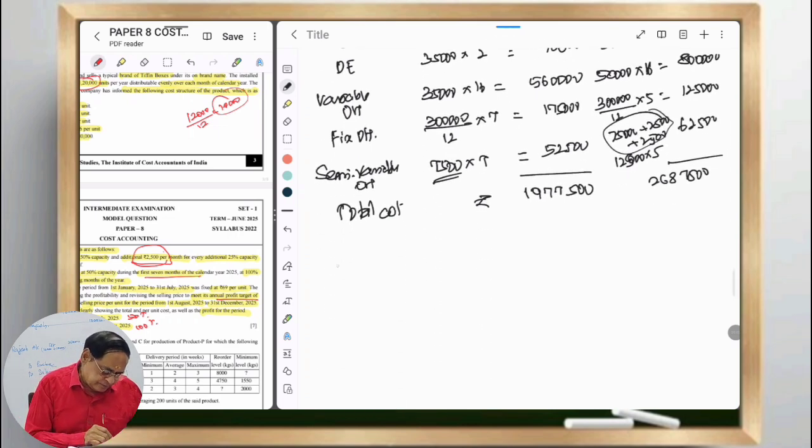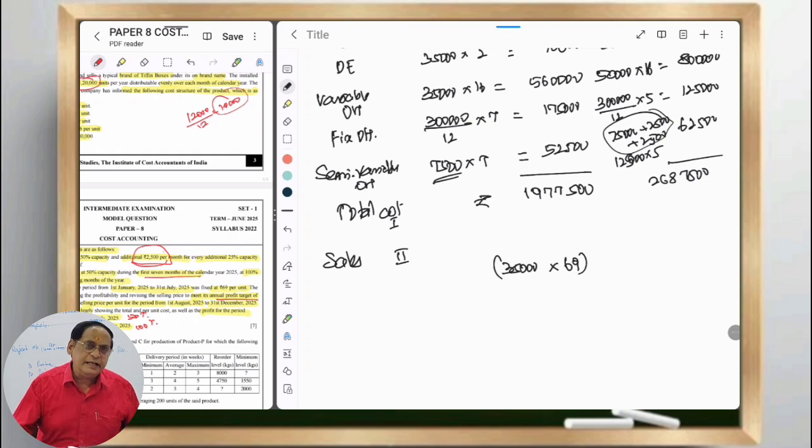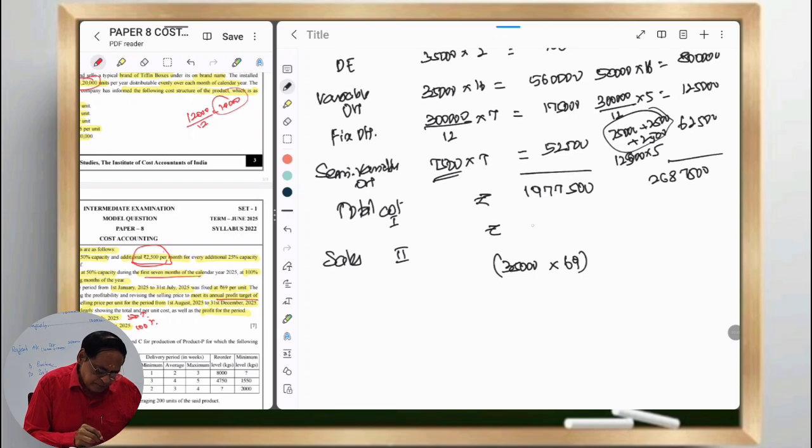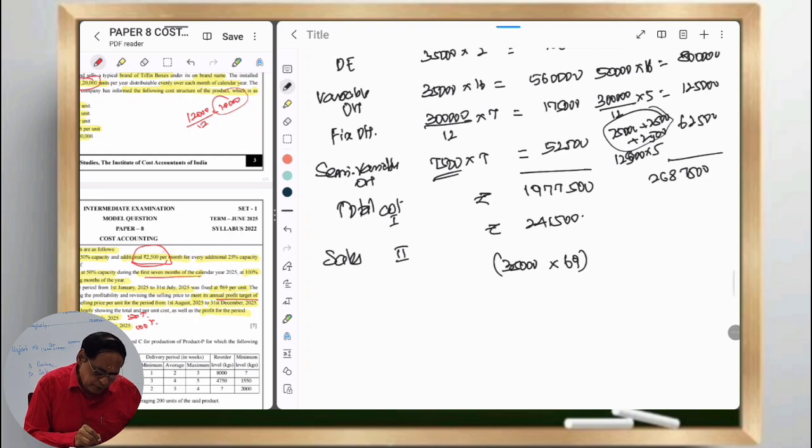And then sales. What is the sales value? Sales value, keep it total cost number 1, sales value 2. Sales value means 35,000 units actually we manufactured during the 7 months, that is 50% capacity. At the rate, what is the selling rate? 69 rupees. So sales value 35,000 into 69, that is 24 lakhs 15,000 rupees.